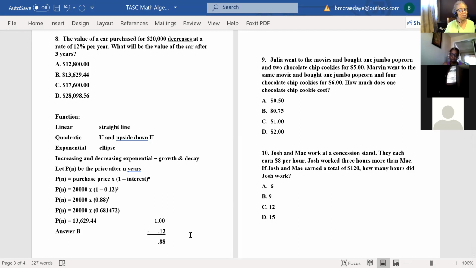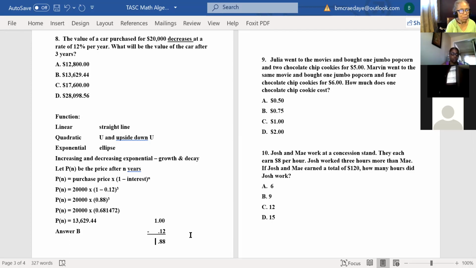Any questions on number 8? Don't worry so much about number 8. When we get to functions, which is our next topic after algebra, we will be doing more of exponential, quadratic, and linear type functions.